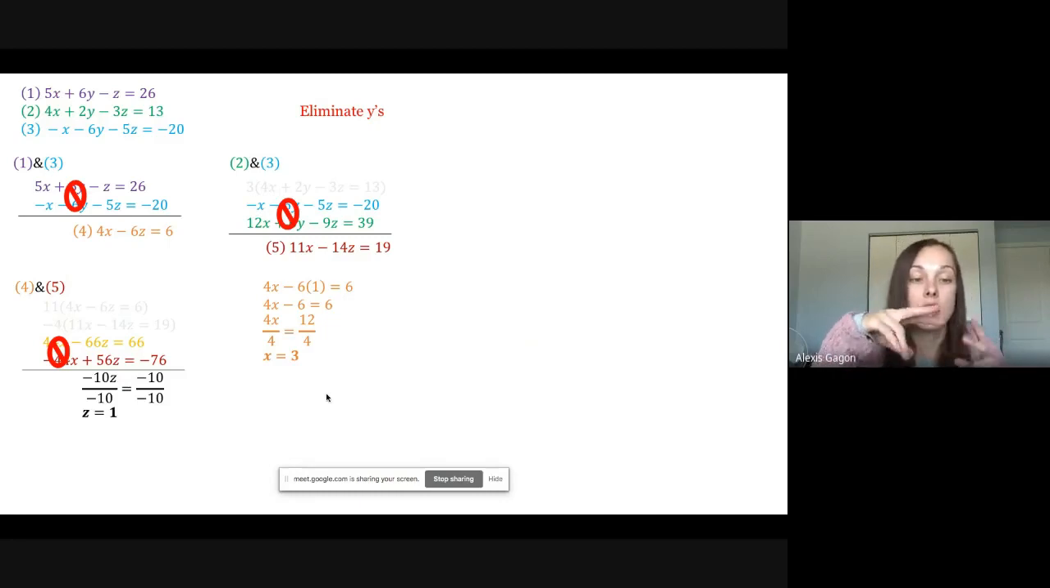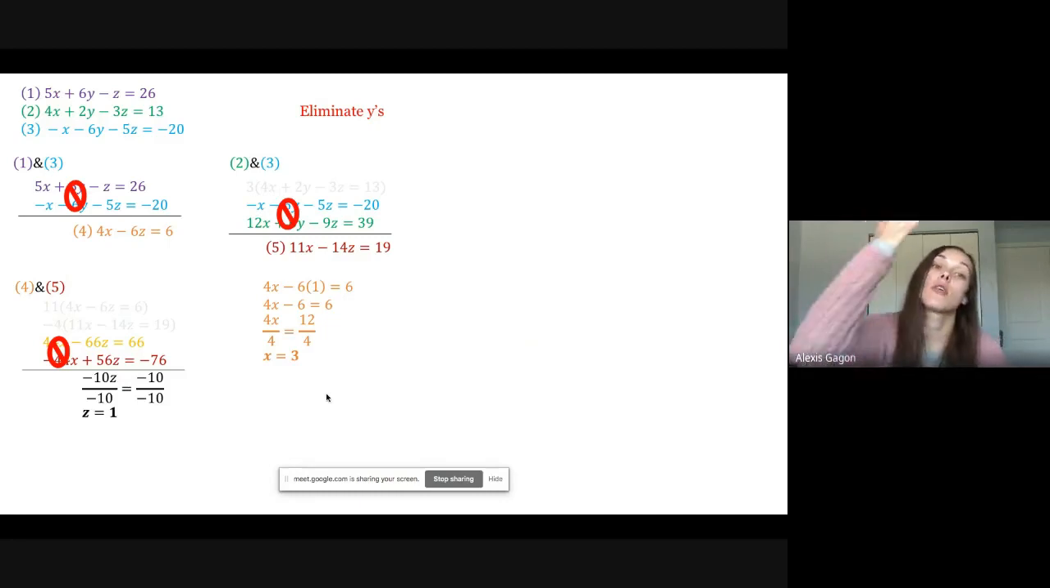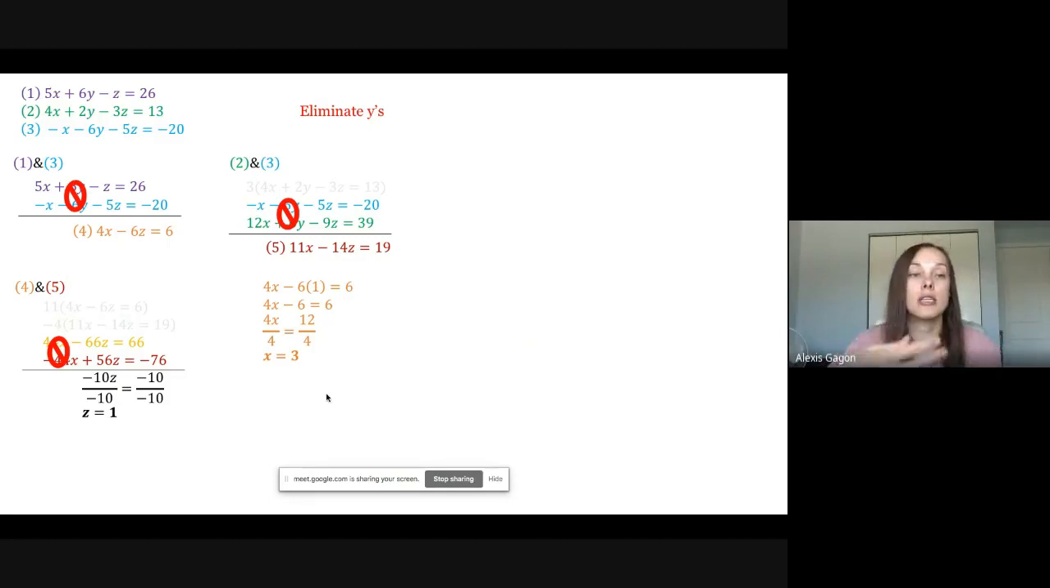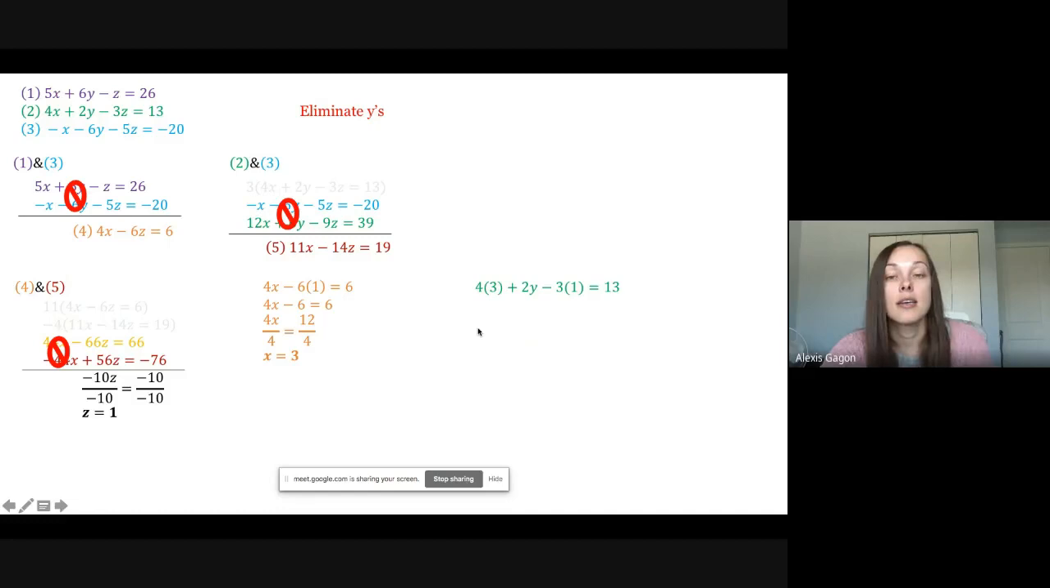Last step, we've solved for 2 variables now. That's where you get to go back to the top 3 equations and plug it into one of those. Doesn't matter which one, I plugged it into the second. So we have 4 times 3 plus 2y minus 3 times 1 equals 13, which is 12 plus 2y minus 3 equals 13. Well, 12 minus 3 is 9, so 2y plus 9 equals 13. Subtract that 9 over, you get 2y equals 4, divide by 2, so y equals 2.